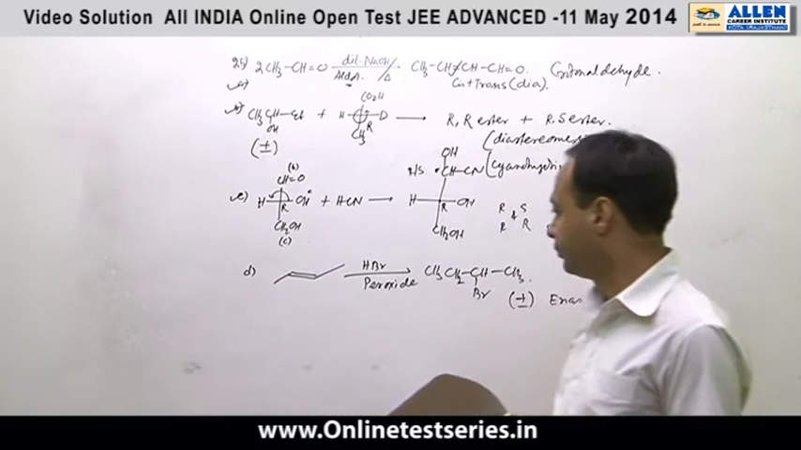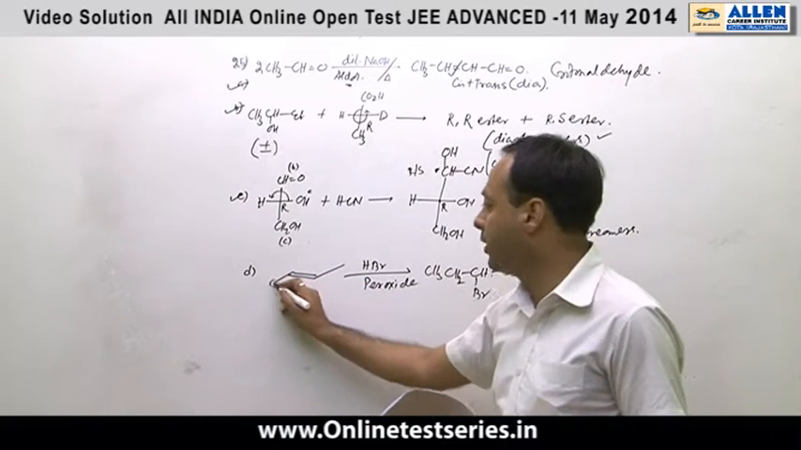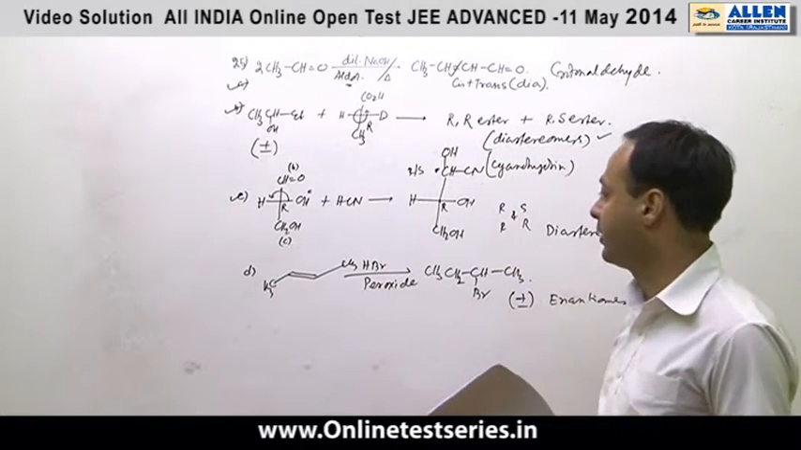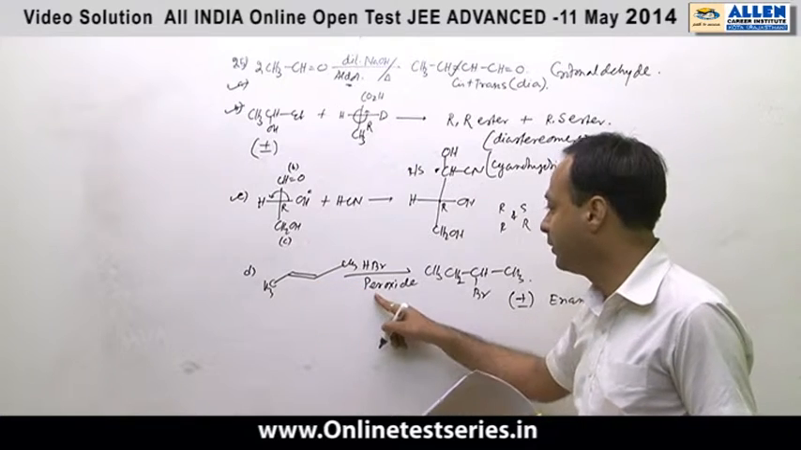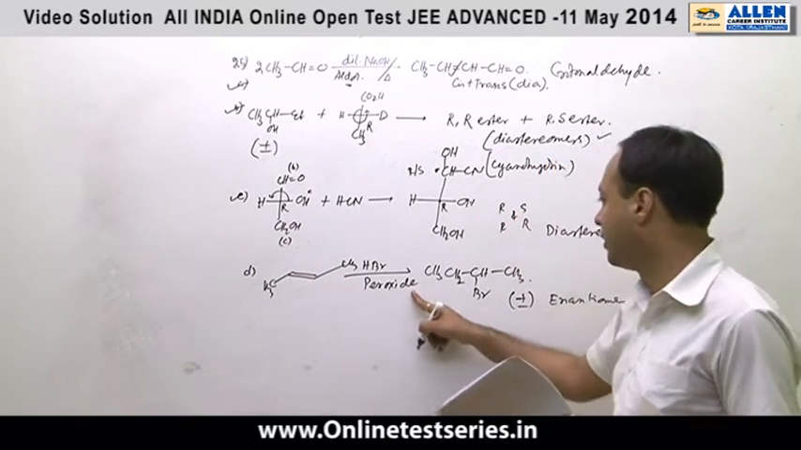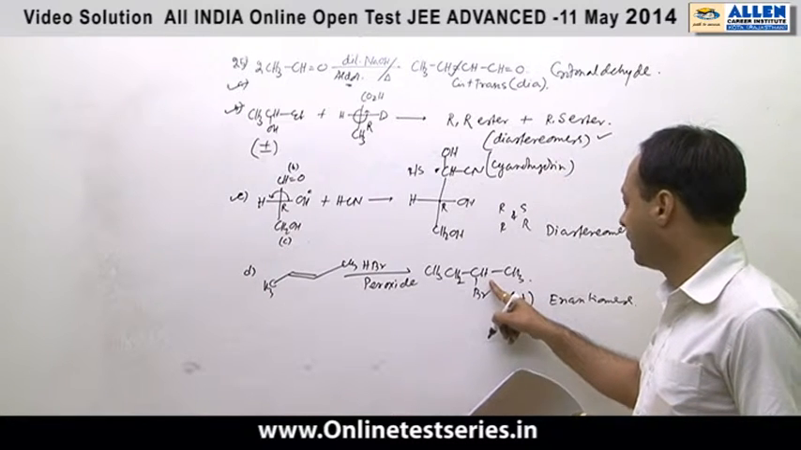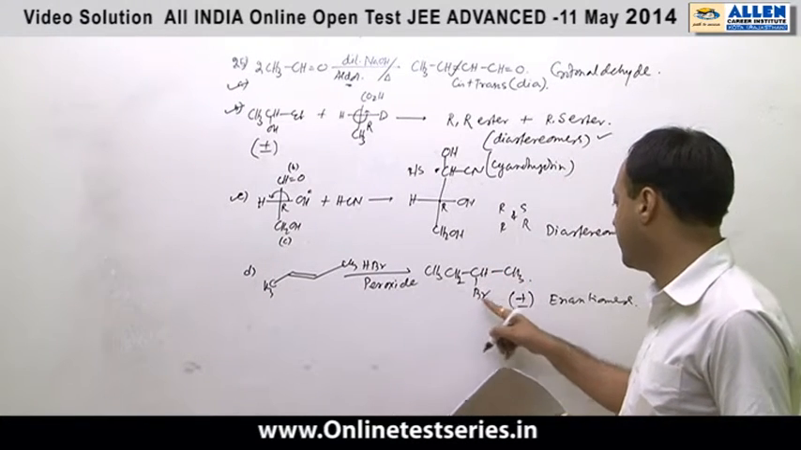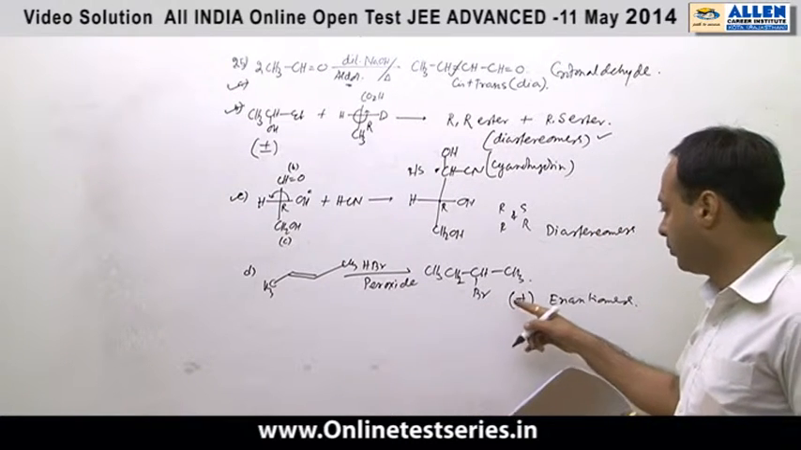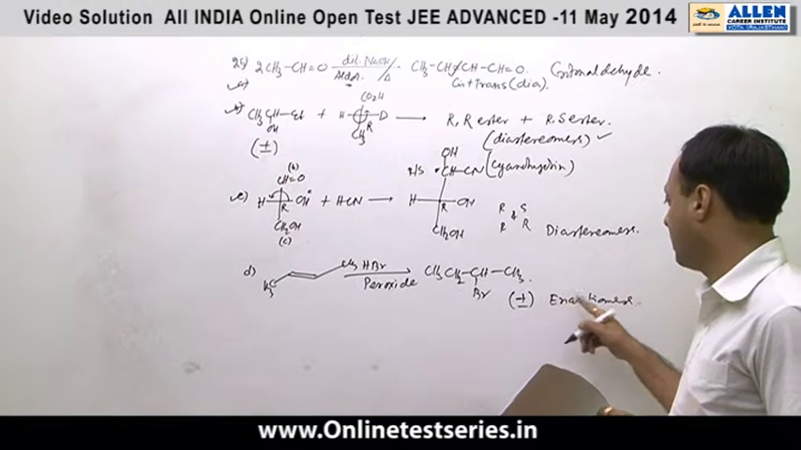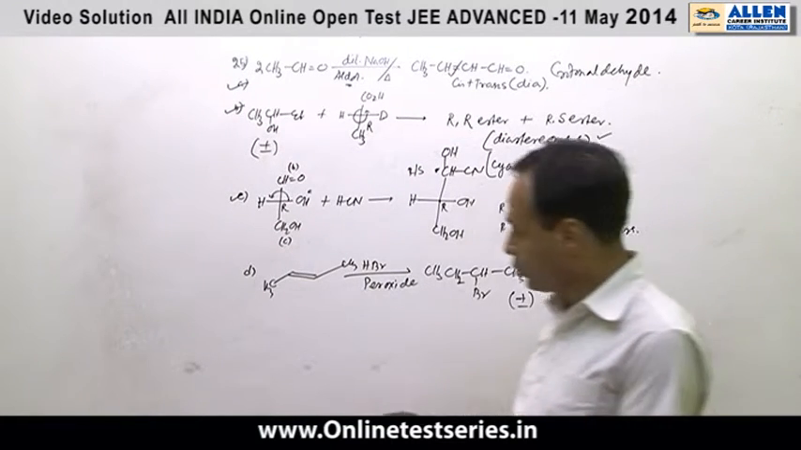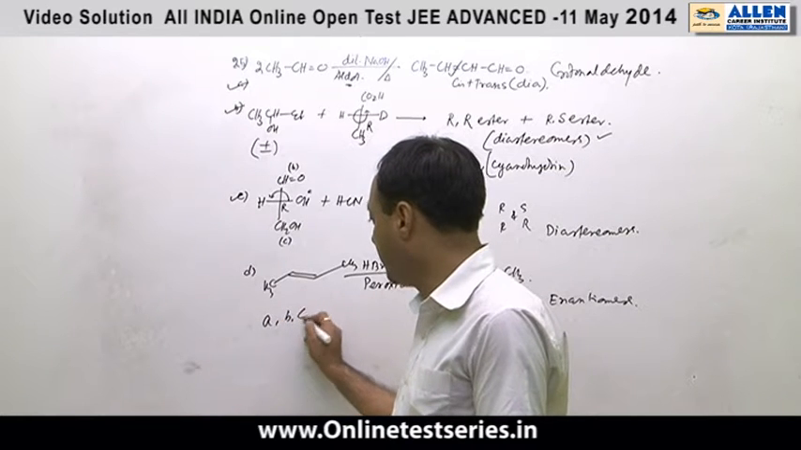Option D. It's a butene. 2-butene reacts with HBr and peroxide. Symmetrical alkene, one carbon attached with H, one carbon attached with Br, and this compound has a chiral center. Two products are obtained which are related as enantiomers. So the answer is A, B and C.